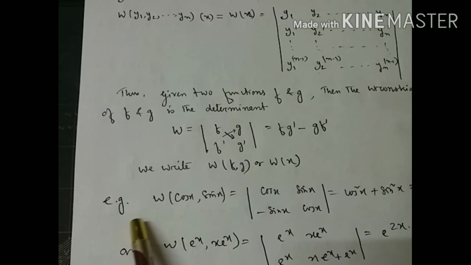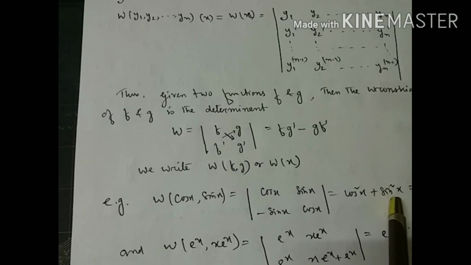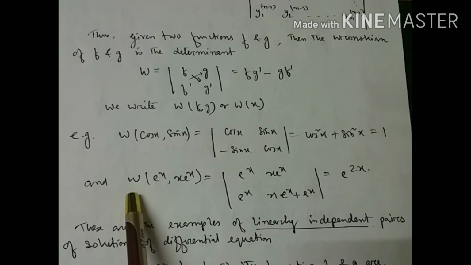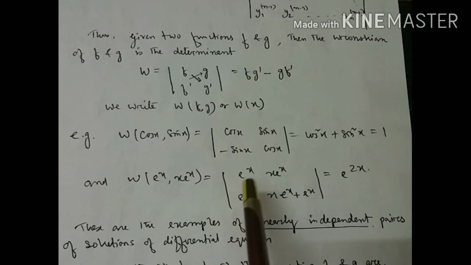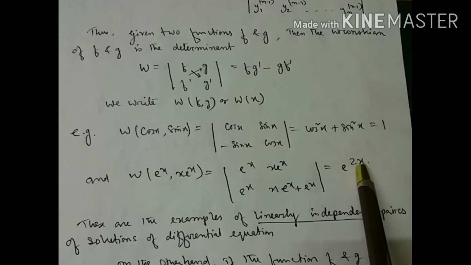Okay, so how can we find a Wronskian? For example, we are finding the Wronskian of two functions. The first is cos x and sin x. Use the determinant: first row cos x, sin x, and second row the derivatives of these two functions. The derivative of cos x is minus sin x, and of sin x is cos x. Expanding, cos square x plus sin square x equals 1. Similarly, if we take the Wronskian of e to the power x and x e to the power x, by the same process, after expanding this second order determinant, we find e to the power 2x.